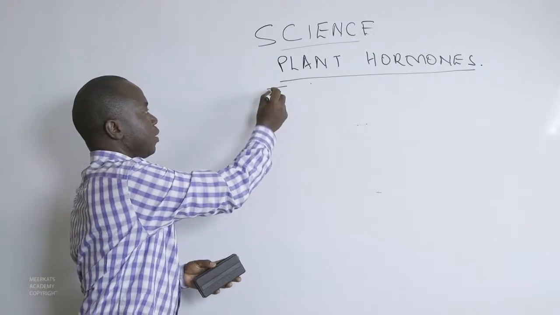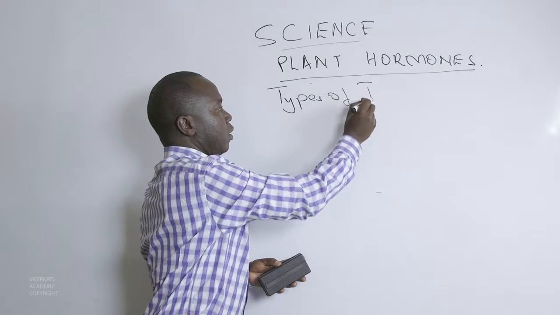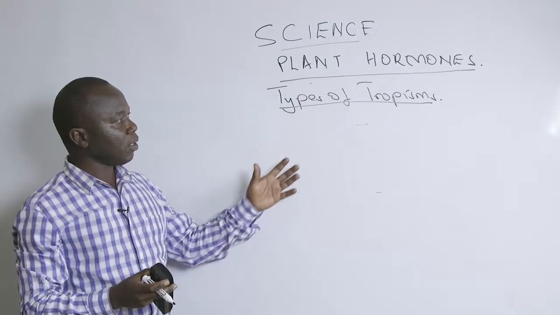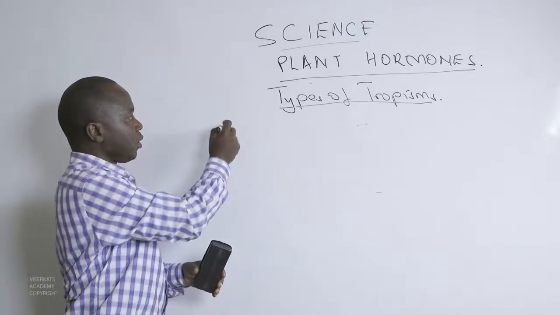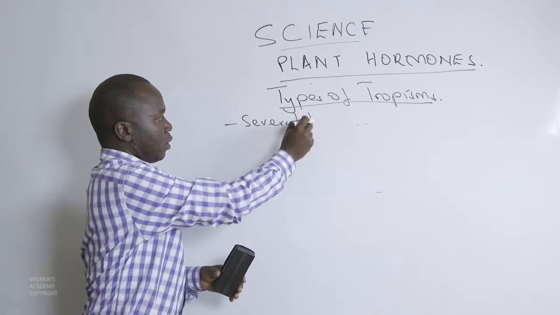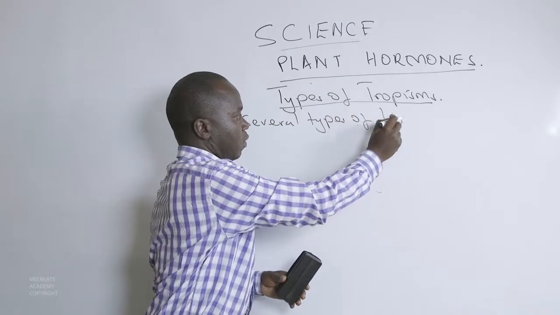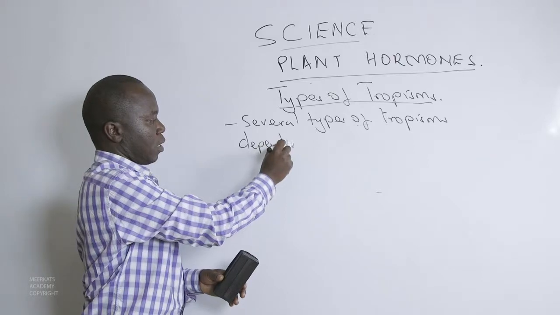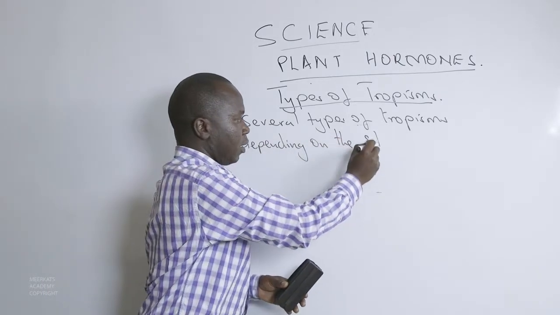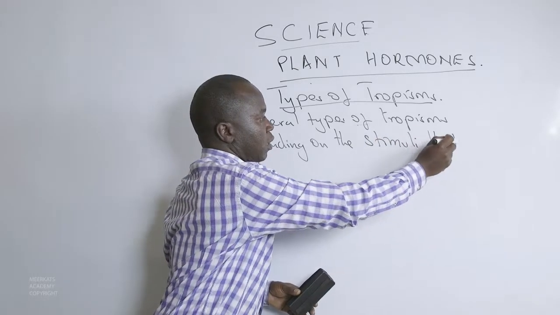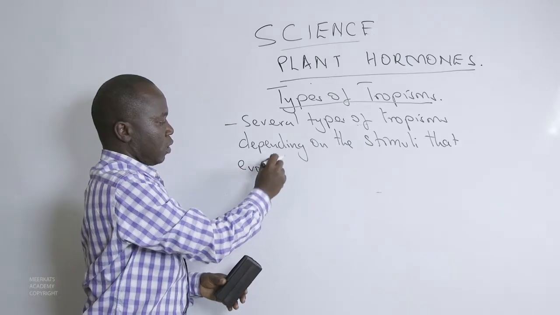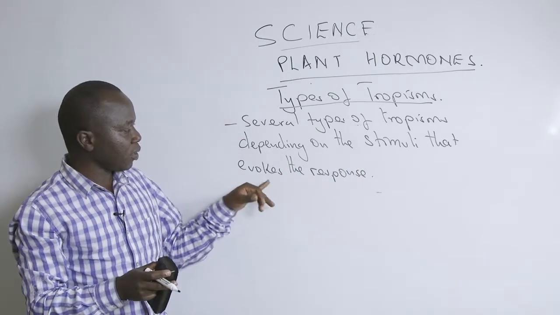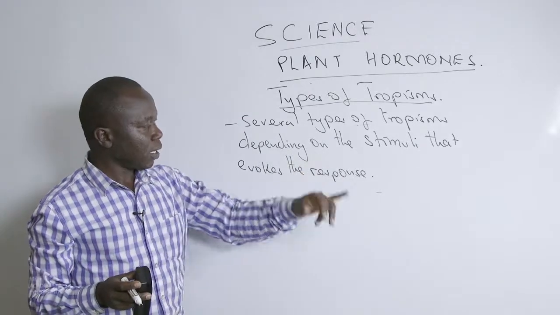Types of tropisms. Now, there are several types of tropism depending on the stimuli that evoke the response. In other words, it will depend on the stimuli that bring about, evoke the response. You can substitute it with the words brings about the response.